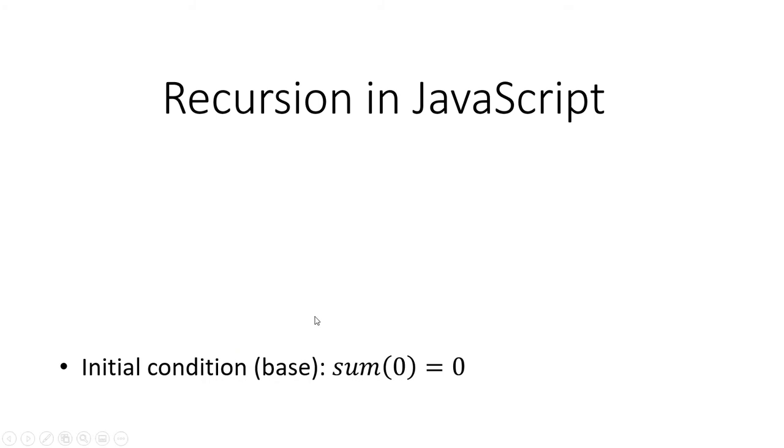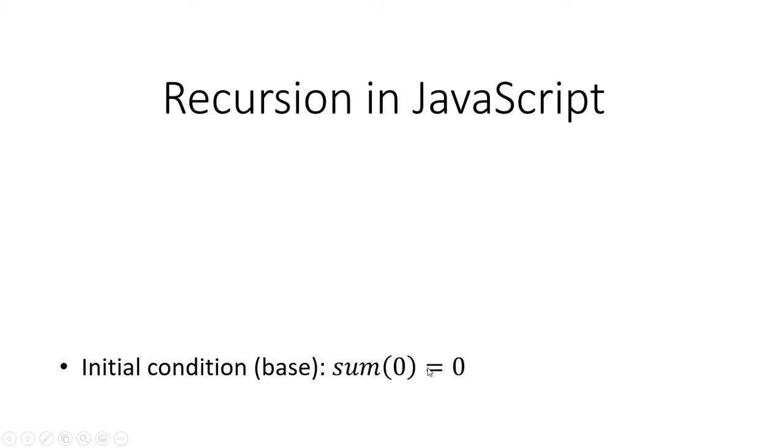One thing is missing: we need the initial condition, or sometimes we call it the base. The recursion base in this example is sum sub 0. We need to initialize or set it to 0. We need to set it, otherwise the recursion will not stop.